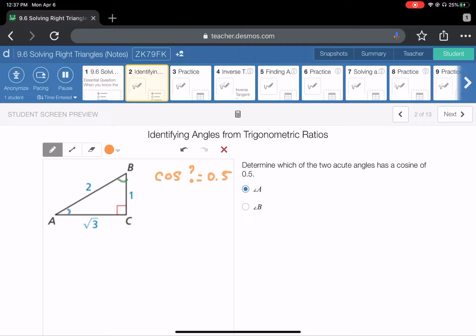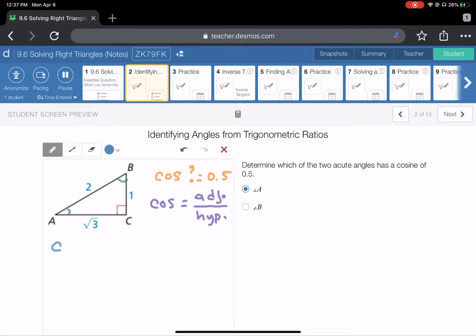So we're going to go ahead and try A first. But before we do that, let's talk about cosine. If we think of the trigonometric ratio, cosine is the adjacent leg of a right triangle over the hypotenuse of the right triangle. All right, so let's start with angle A.